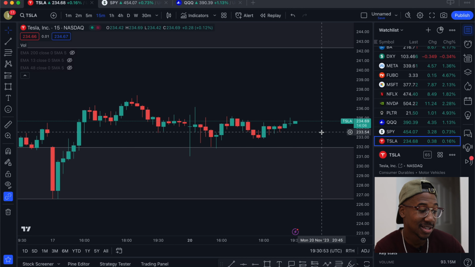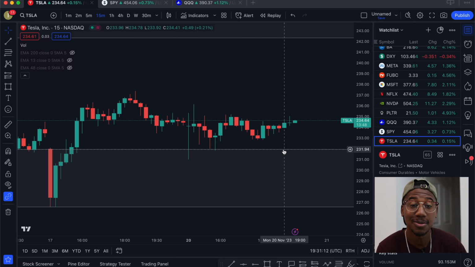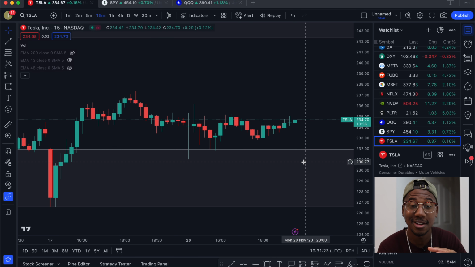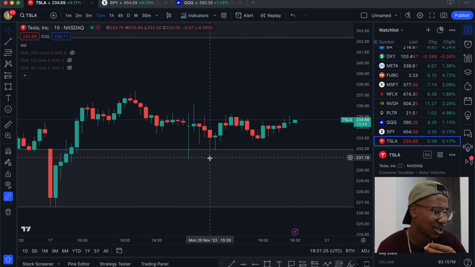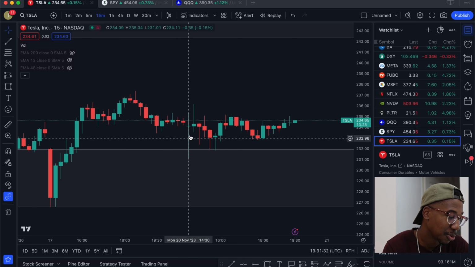So here we are looking at Tesla, and Tesla's been trading pretty sideways today, so it's kind of the perfect example of liquidity. When it comes to liquidity, you can kind of think of it as buyers and sellers pushing the price. They're kind of trying to keep the price in one area. And when you see a candle, for instance, like this, this is a very liquid candle.